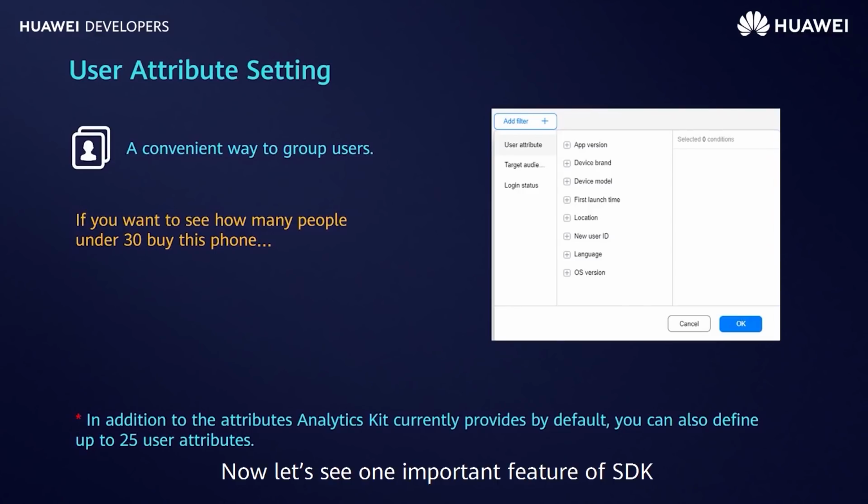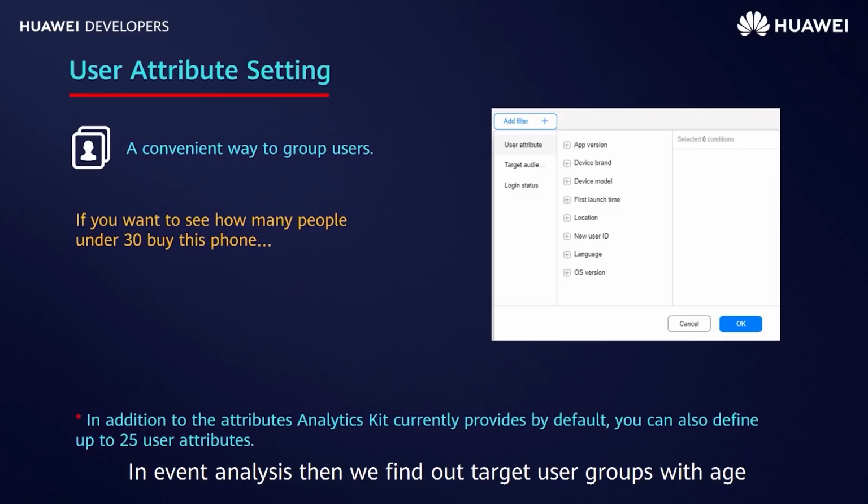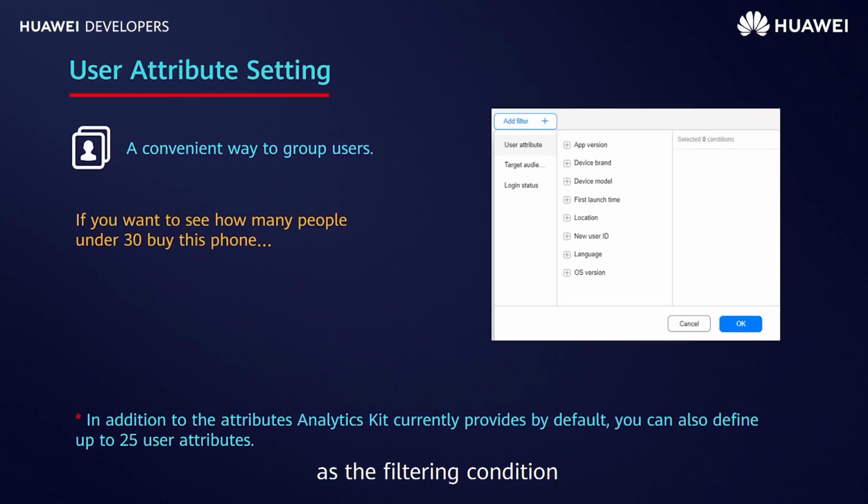Now, let's see one important feature of the SDK, the setting of user property. This is the method to divide users into groups. With user property as the filtering condition, we can analyze data about specific user groups. At the same time, user property can be set as a condition in the audience group. Before, we've introduced the function of user property and how to label information, such as age, on users with the user property feature. In event analysis, we then find target user groups with age as the filtering condition. The right picture shows the window to filter data with user property as the filter condition.